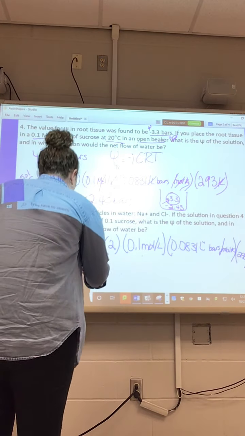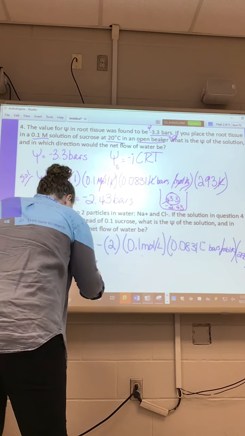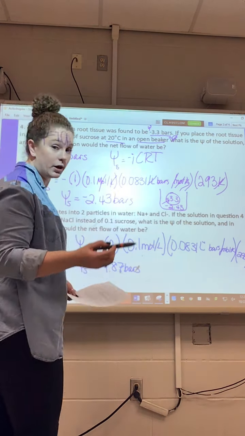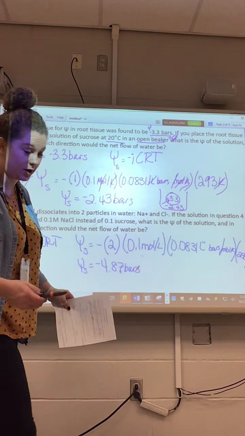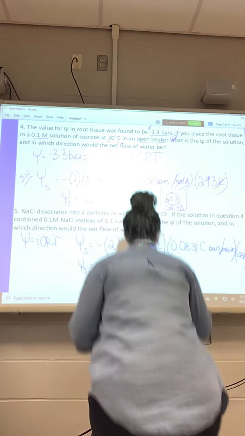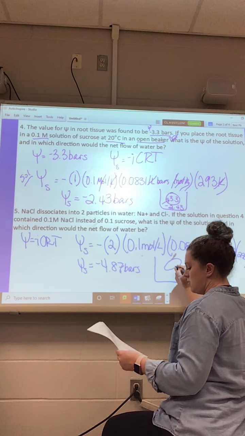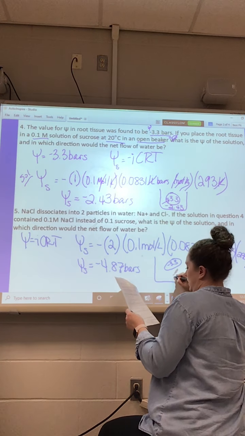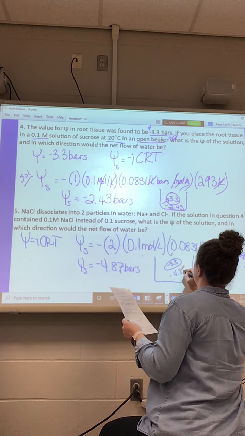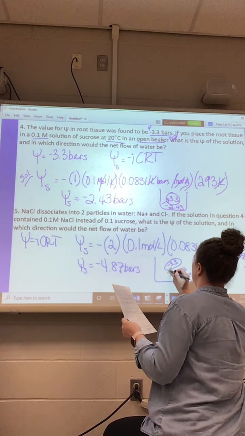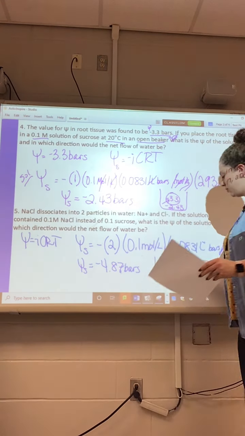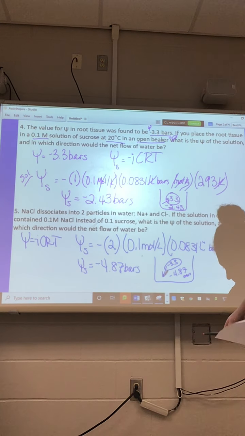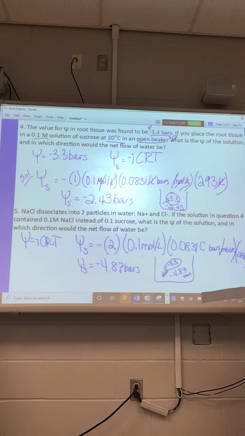Sorry, it looks kind of tacky. I was going to leave with a solute potential of negative 4.87 bars. That's going to also be its water potential because we're still in an open beaker. And then my cell, negative 3.3 still, because it's the same piece of root tissue. And now we're dropping it into negative 4.87 bars. So now water is going to leave the cell because negative 3.3 is larger than negative 4.87. Ta-da! All right, so it's leaving the cell.